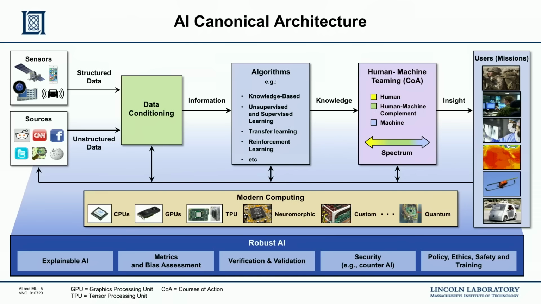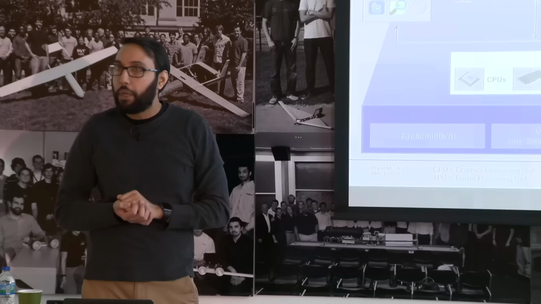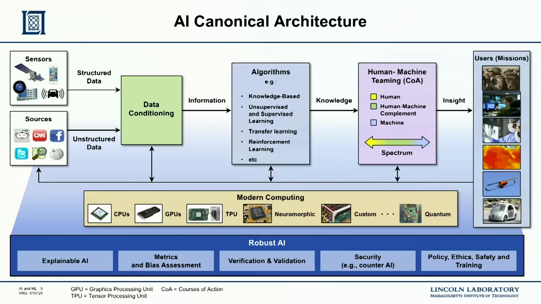That information is then passed into a series of algorithms, maybe one or many algorithms. There are lots of them. There is life beyond neural networks. Once we pass it through the algorithms, this information is converted into knowledge, which is typically then passed into some sort of a module that interacts with the end user or a human or the mission. And that's what we call a human-machine teaming step. And finally, that knowledge with the human complement becomes insight that can then be used to execute the mission that the AI system was created for.